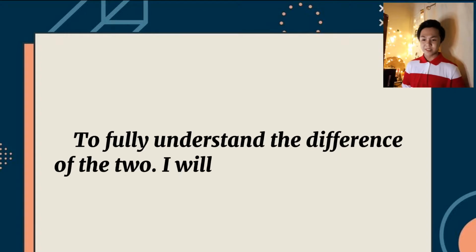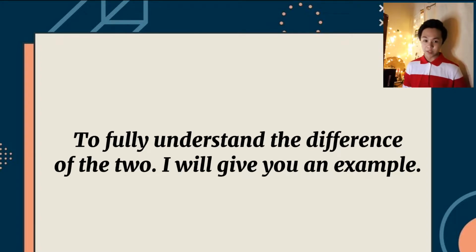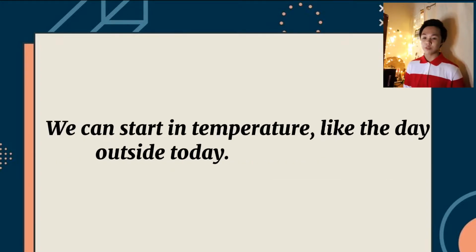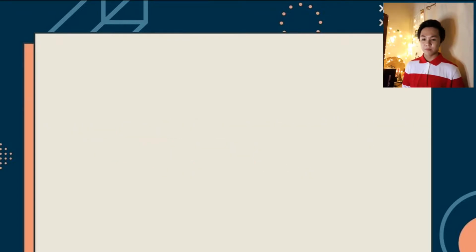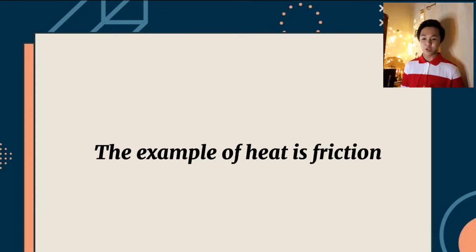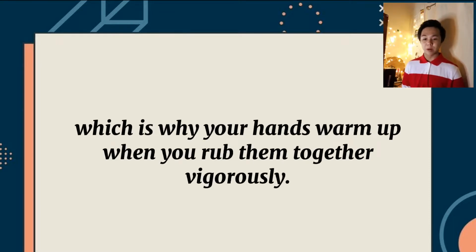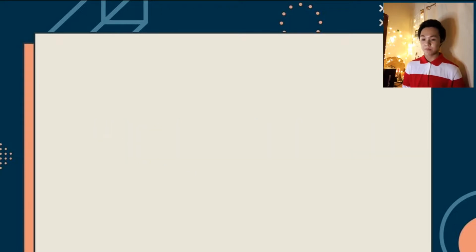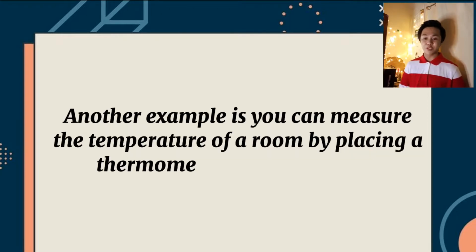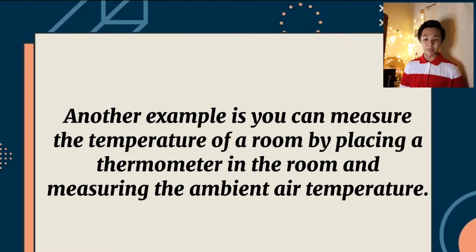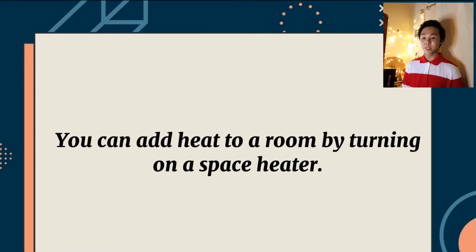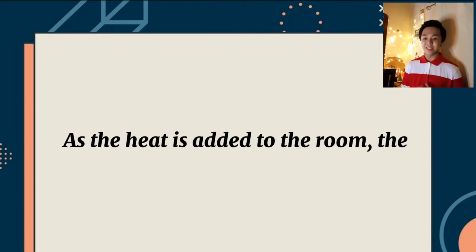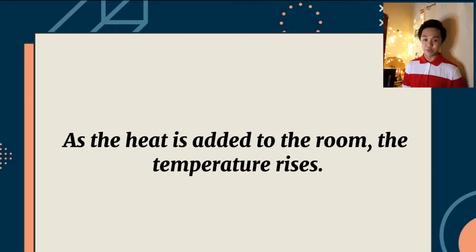To fully understand the difference of the two, I'll give you an example. We can start with temperature, like the day outside today. It might be hot, it might be cold. The example of heat is friction, which is why your hands warm up when you rub them together vigorously. Another example is you can measure the temperature of a room by placing a thermometer in the room and measuring the ambient air temperature. You can add heat to a room by turning on a space heater. As the heat is added to the room, the temperature rises.